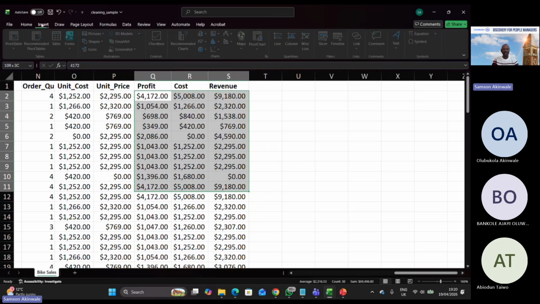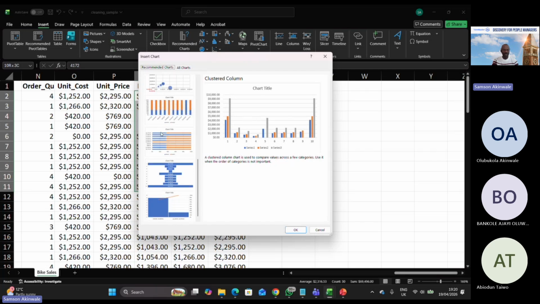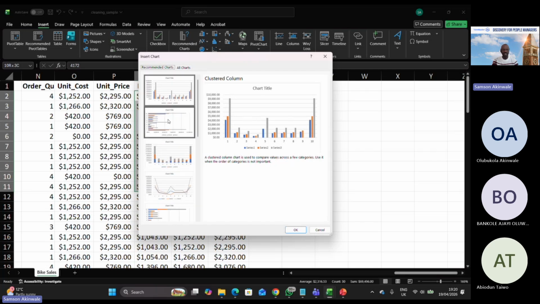I just pick my insert button. Then I have what we call charts here. On this charts menu side, I can pick recommended charts just like we did for the other one. Then it comes out this way and you can pick as many as possible. Most of the time, under recommended charts, the very first one is probably the most ideal chart type that can help you display what information the data you have selected is expected to convey.